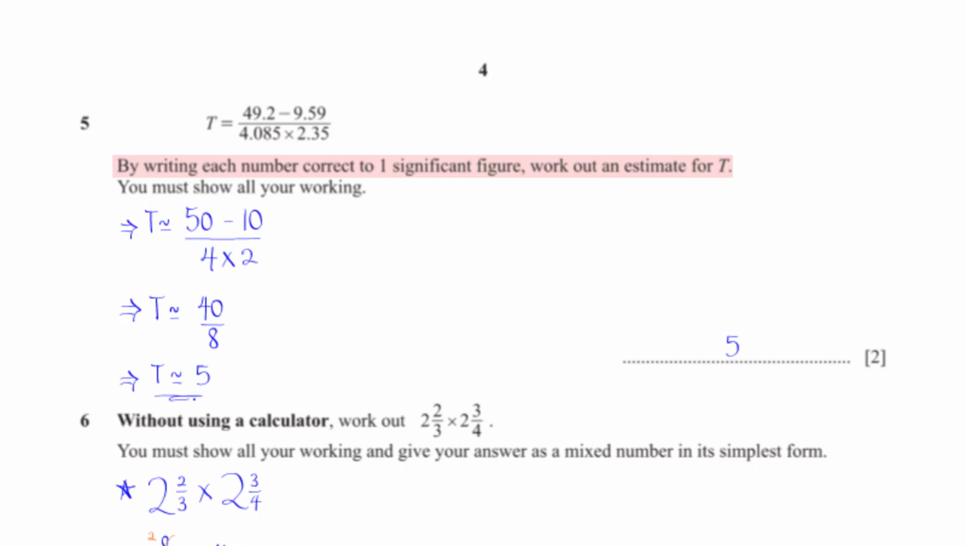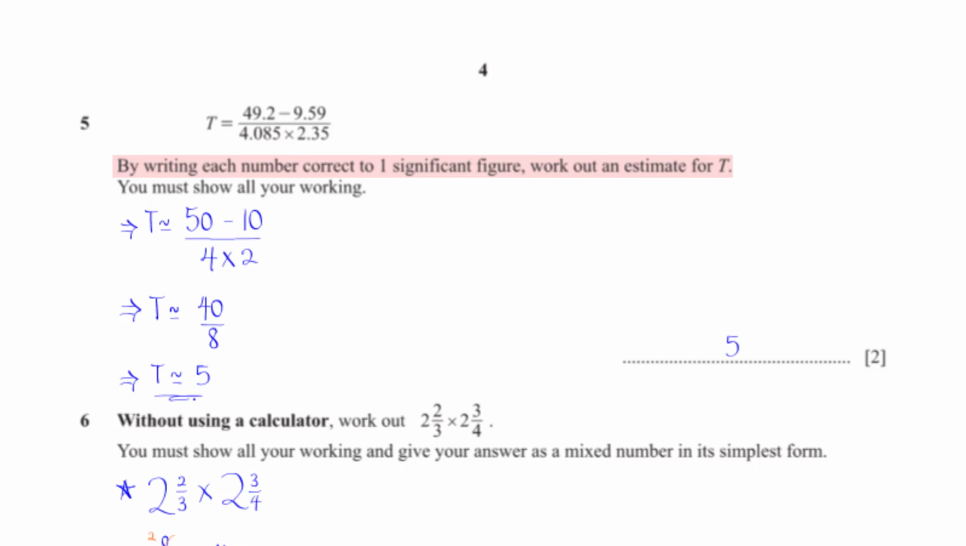For 49.2, the first significant figure is 4. The number after 4 is 5 or more, so we are going to add 1 to 4, giving us 5, and all the numbers before the decimal point become 0, and we ignore all the numbers after the decimal point, and so this gives us 50. For 9.59, 9 is the first significant figure. The number after 9 is 5 or more, and so we are going to add 1 to 9 and ignore all the numbers after the decimal point, and so this gives us 10.